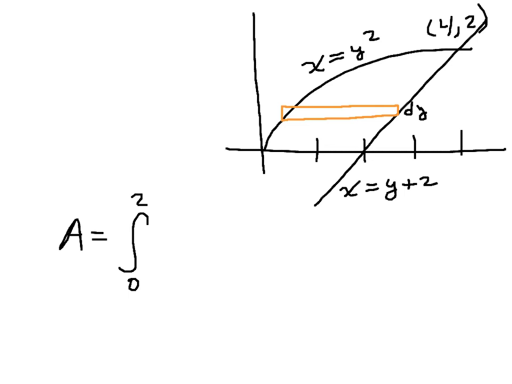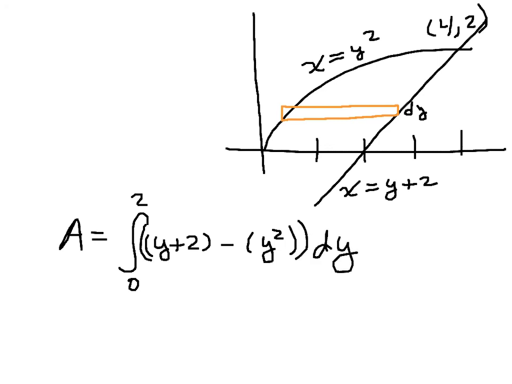And it's going to be right, which is y plus 2, minus left, which is y squared, dy. And that is actually an easier expression to integrate than the previous one.